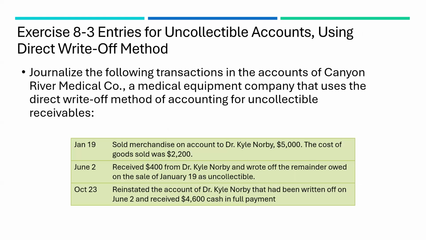Now, the uncollectible accounts method is for when we don't know the exact accounts that are going to be written off and we accrue an allowance. For example, they sold merchandise on account, they received $400 and determined the rest uncollectible, and then they reinstated it when it was then paid in full.